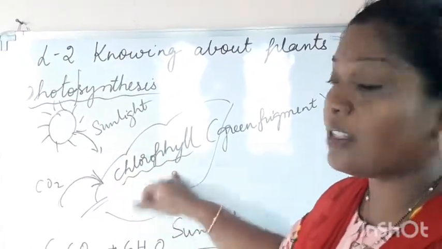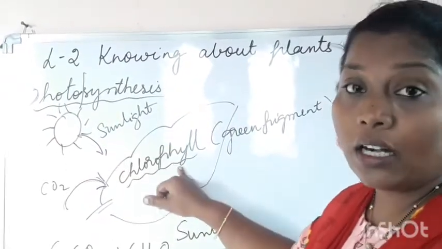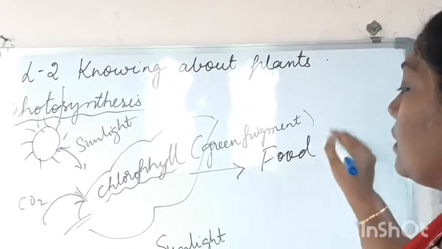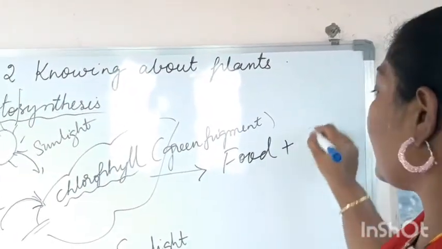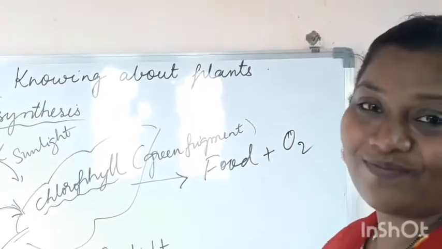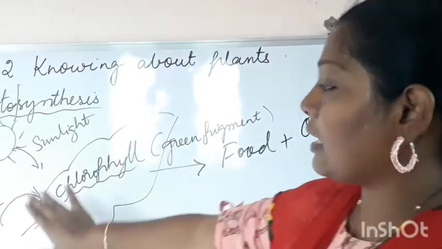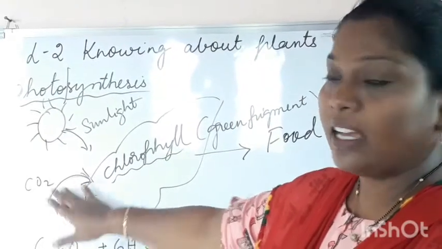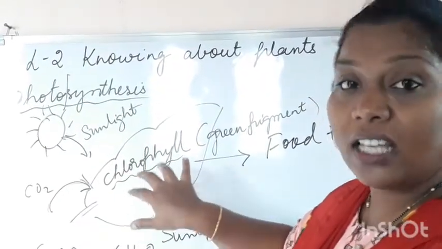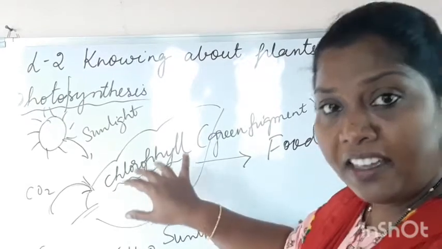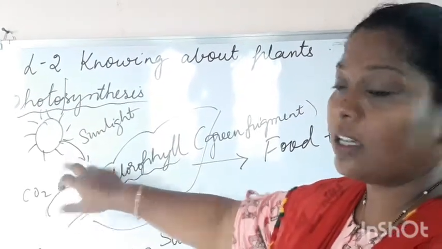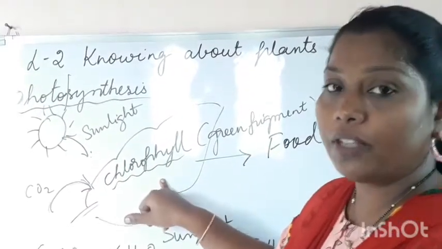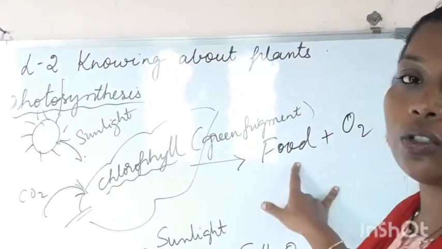In which presence? In the presence of sunlight and chlorophyll gives us food. Simple. And also we get oxygen. Okay, children? The carbon dioxide, look carefully. The carbon dioxide reacts with the water present in the leaf in the presence of sunlight and chlorophyll, which gives rise to the food.